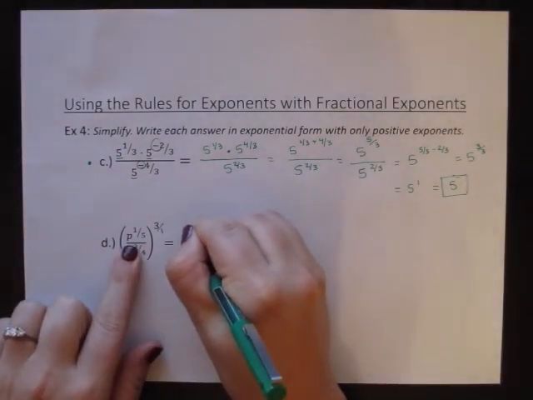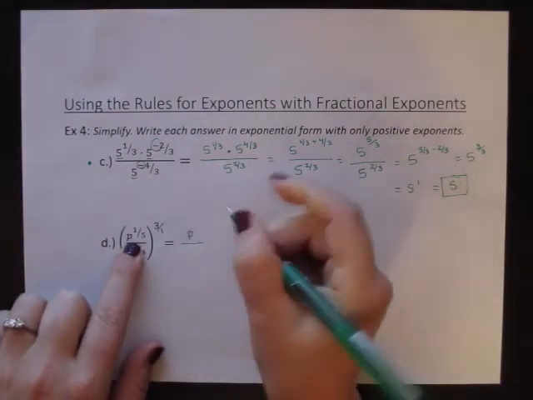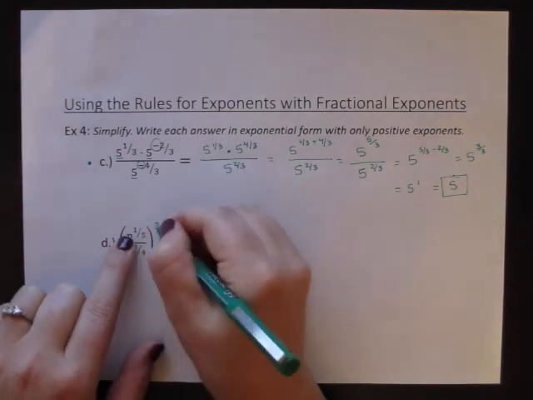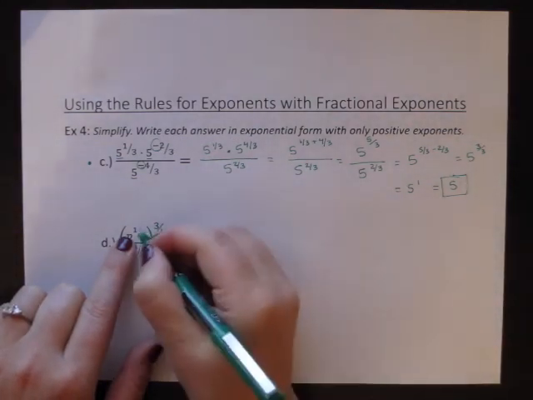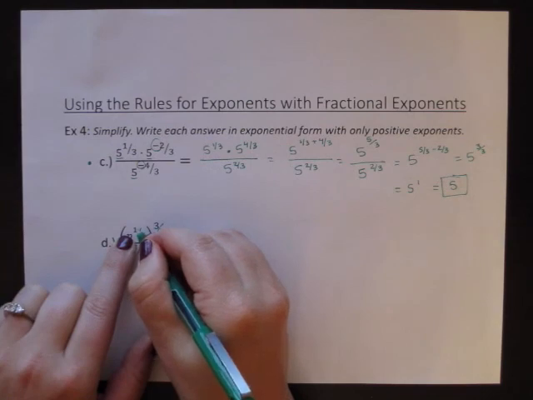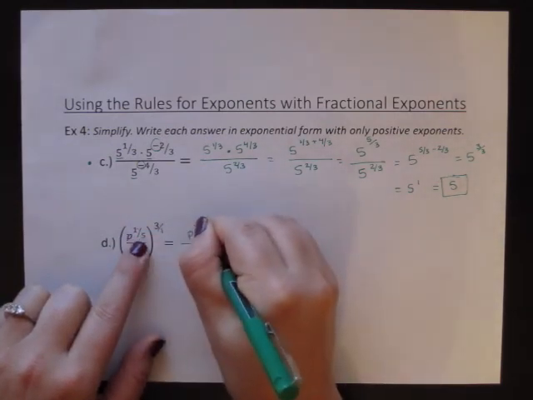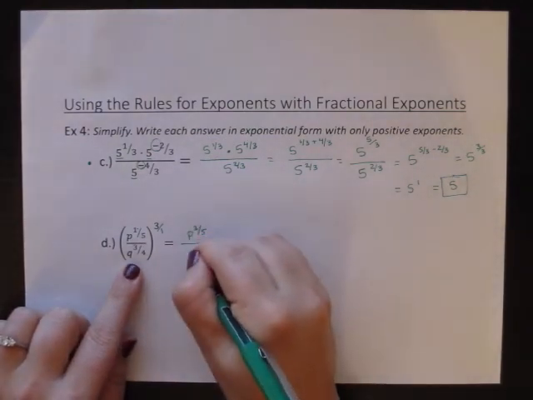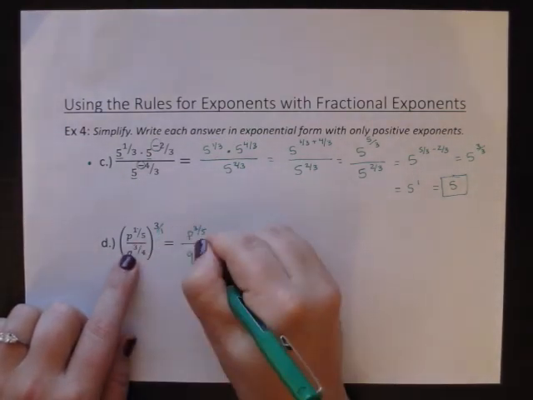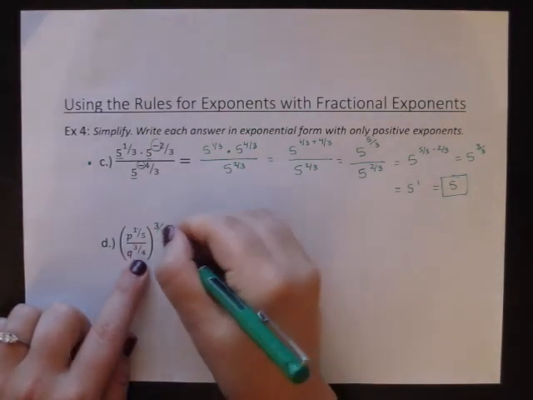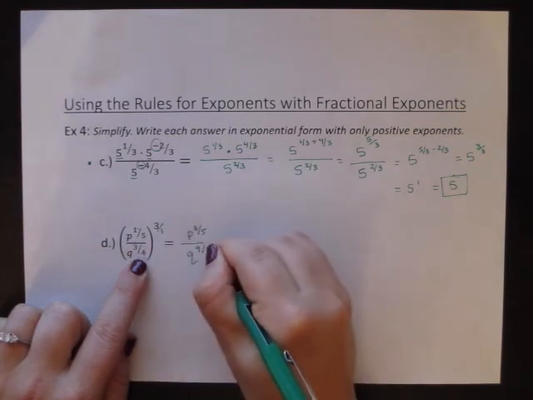So we're going to keep the base of p. And when I multiply fractions, remember I can cross cancel if I can, but if not, I just multiply straight across. So 1 times 3 is going to be 3. 5 times 1 is going to be 5. On the bottom, I keep my q. 3 times 3 is going to be 9. 1 times 4 is going to be 4.